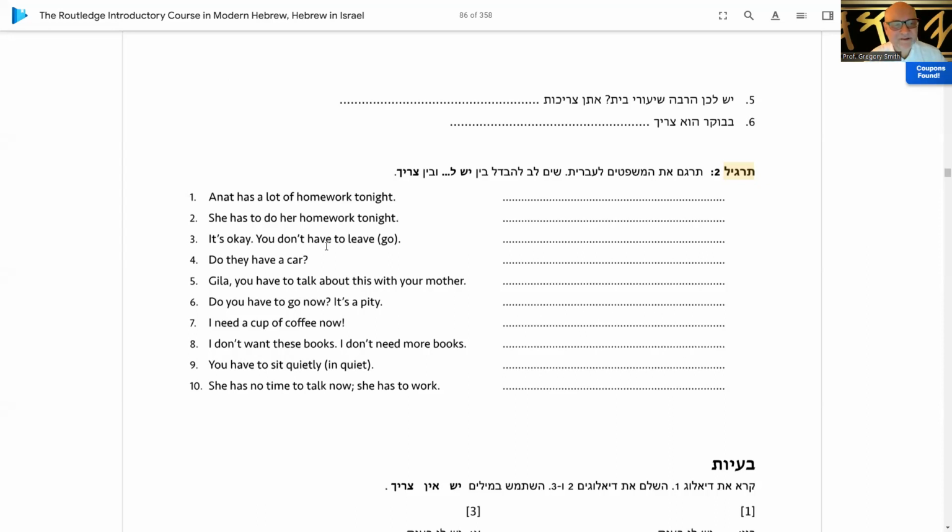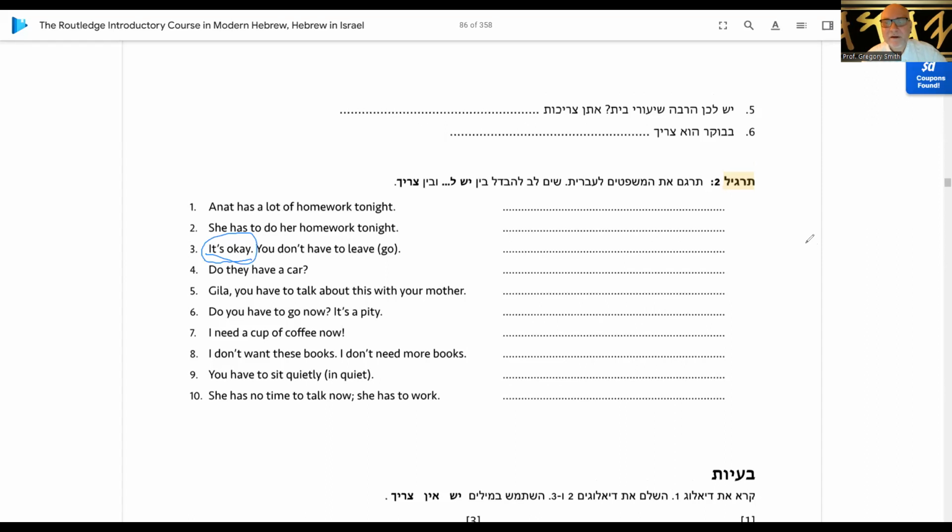Oh, zeh beseder. We could use zeh beseder for it's okay. That's right. Okay, so literally it means everything's in order. This is in order. Beseder. Okay, so we could say zeh beseder, you don't have to leave.